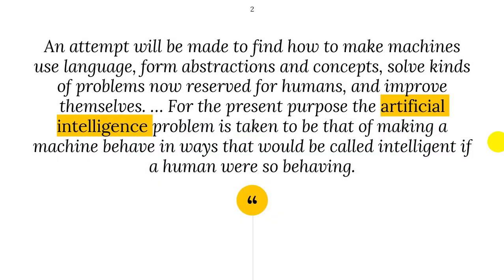An attempt will be made to find how to make machines use language from abstraction and concepts, solve kinds of problems now reserved for humans, and improve themselves. For the present purpose, the artificial intelligence problem is taken to be that of making a machine behave in ways that would be called intelligent if a human were so behaving.